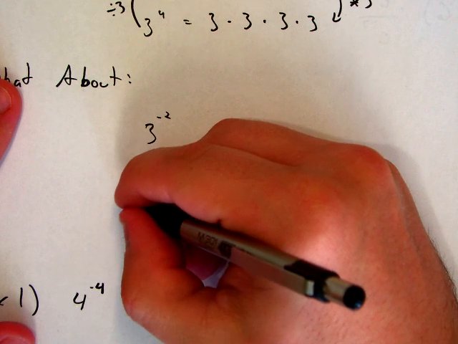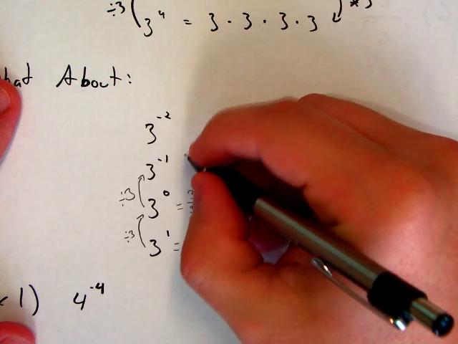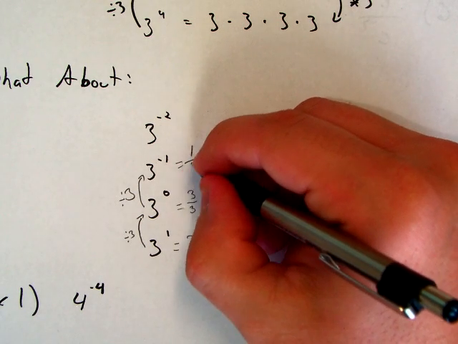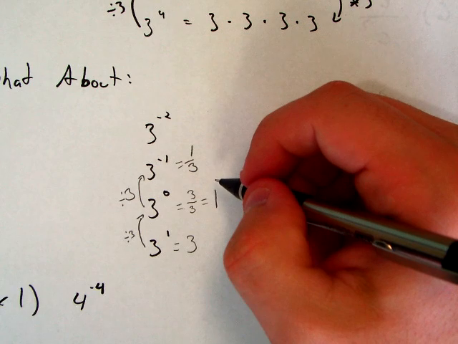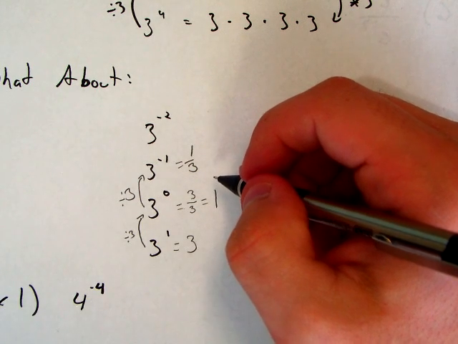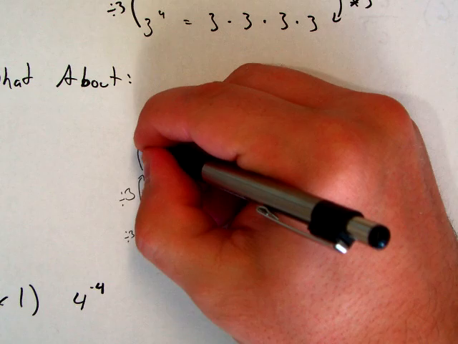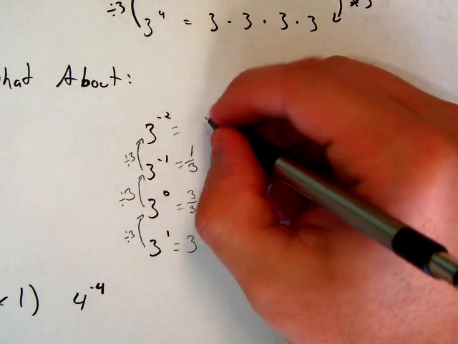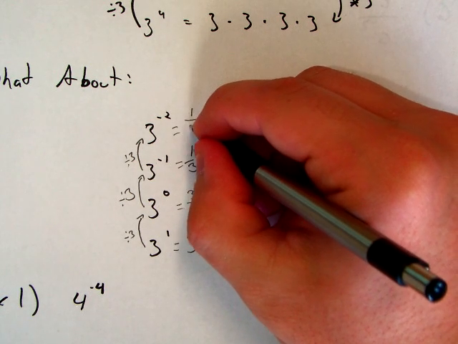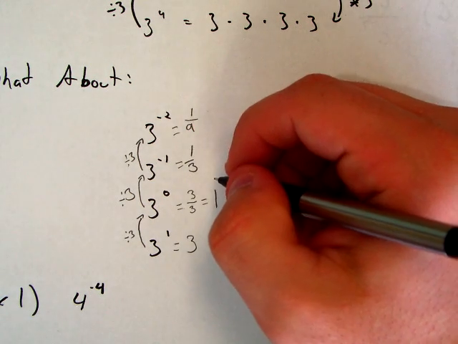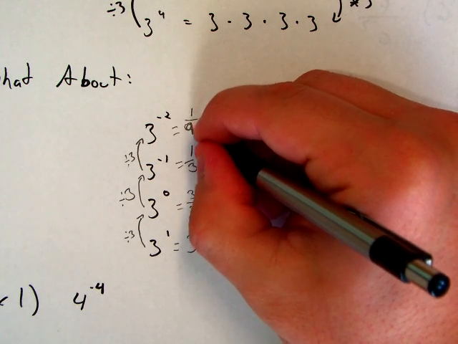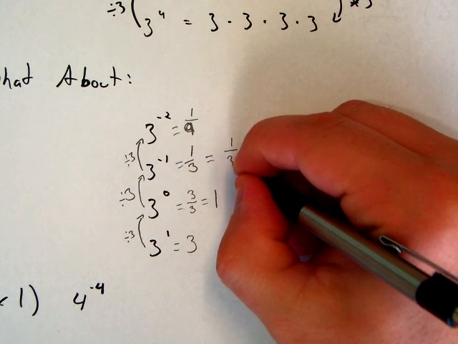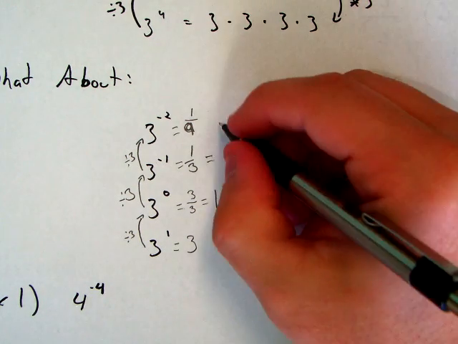As I decrease the exponent again, it's 1, which is the previous number, divided by 3, which is 1/3. As I move again, I divide by 3, so this is 1/9. I'm wondering if you notice too, this is the same as 1/3 to the first.